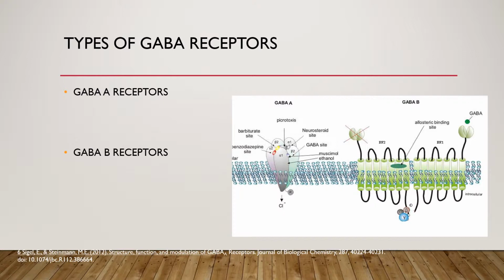GABA B acts through a G protein to activate potassium channels, which allow positively charged potassium to flow out of the cell, again resulting in membrane hyperpolarization and the subsequent decrease in neuron responsiveness. GABA is believed to play a major role in controlling neuronal hyperactivity associated with fear, anxiety, and convulsions.